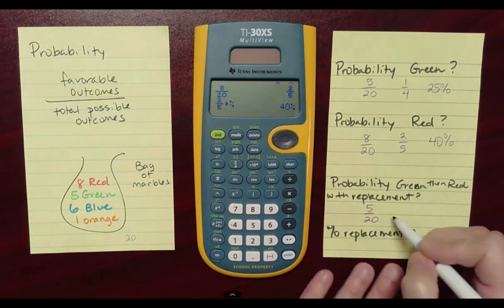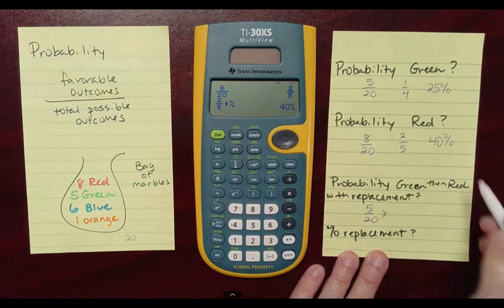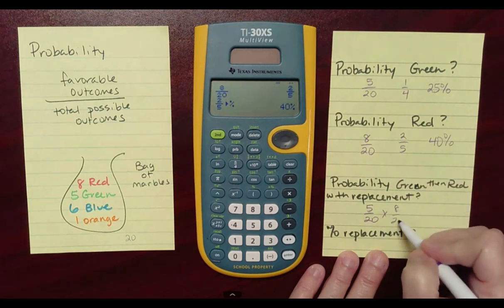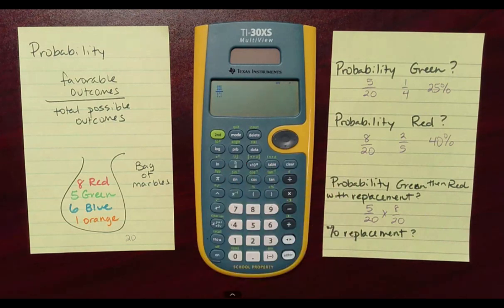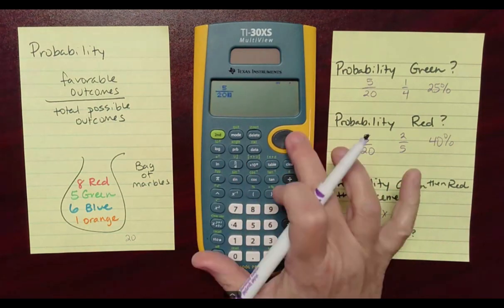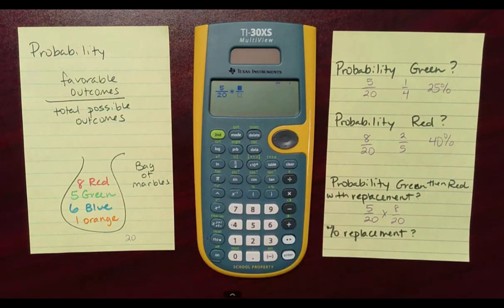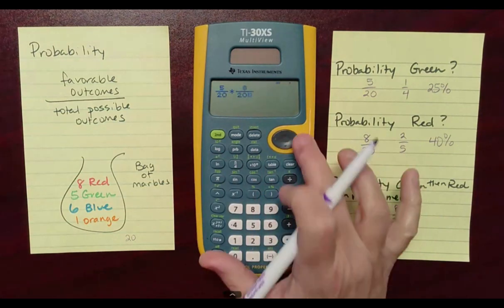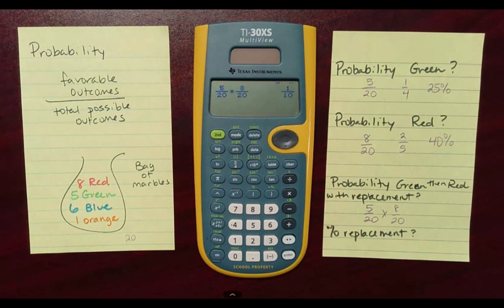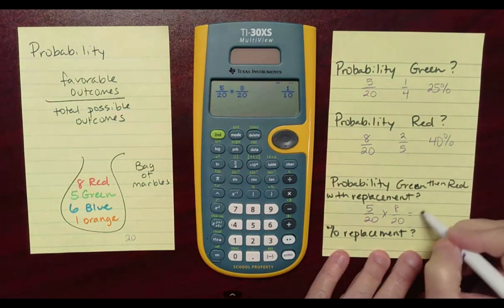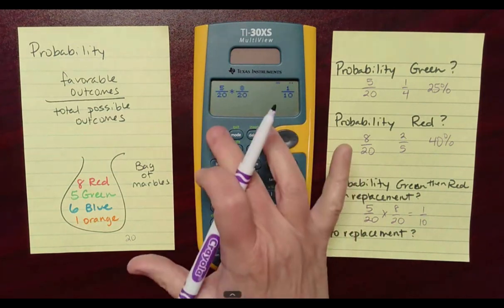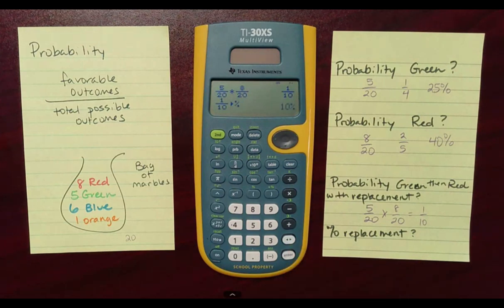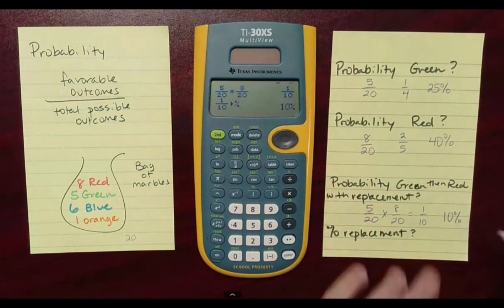And we're going to multiply that by the probability of red, 8 out of 20. On my calculator I hit my fraction and do 5 over 20 times fraction 8 over 20, move over, and hit enter. We get that it is a 1/10 chance of drawing green, putting that marble back in the bag, and then drawing red. We can do second and arrow to a percent to find that is a 10% chance.